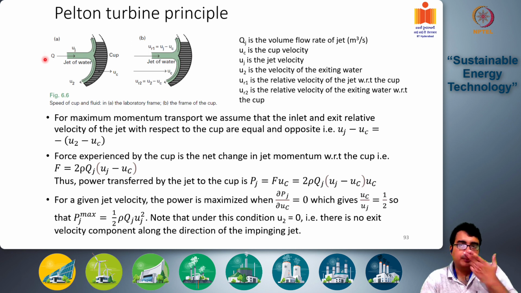So here Qj, so this should be Q suffix j, is the volume flow rate of a given jet of water in meter cube per second. Okay.